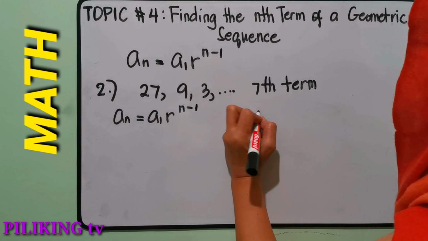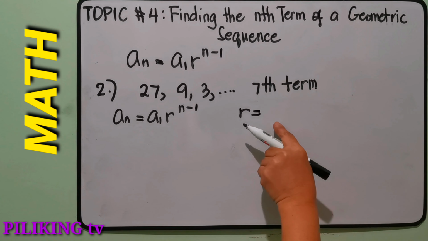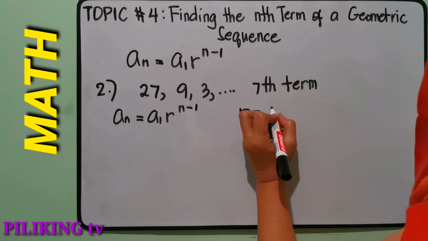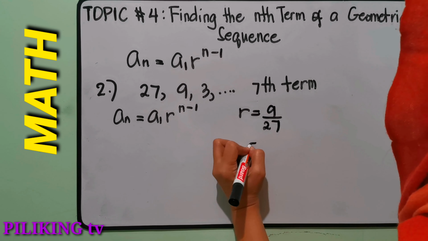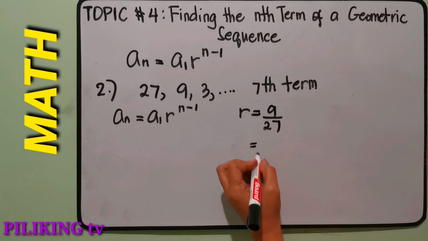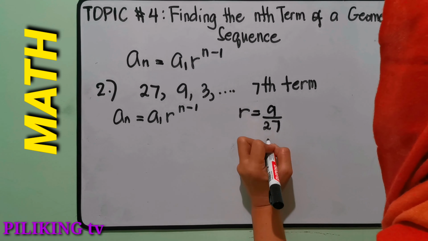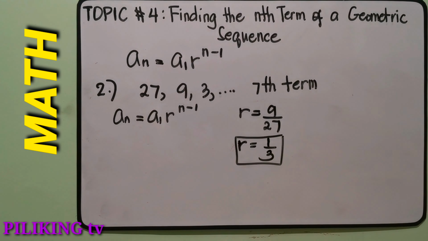Okay, let us get again the common ratio. So again, you divide the next term by the preceding term. So that is 9 over 27. So what is the simplest form? You can divide both by 9. So that is equal to 1/3. So the common ratio is 1 over 3.